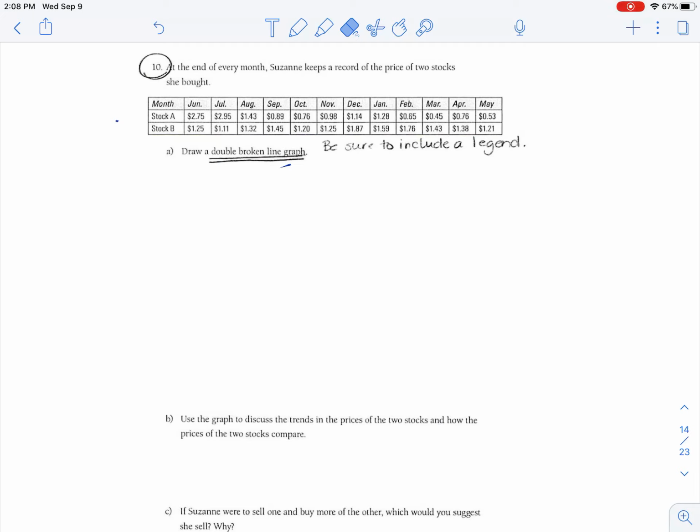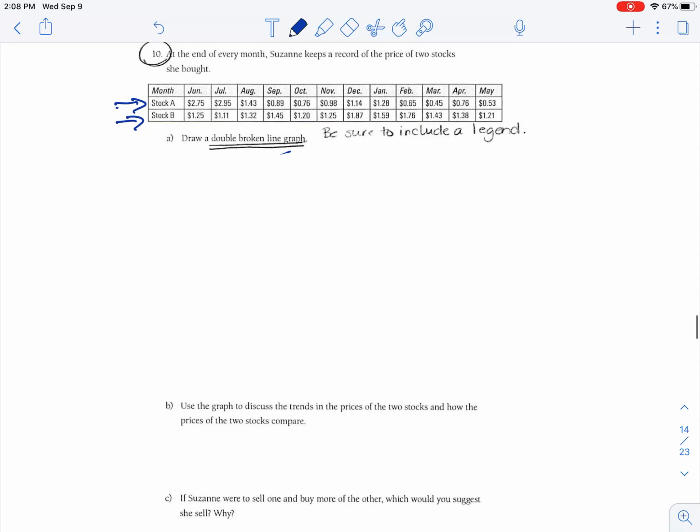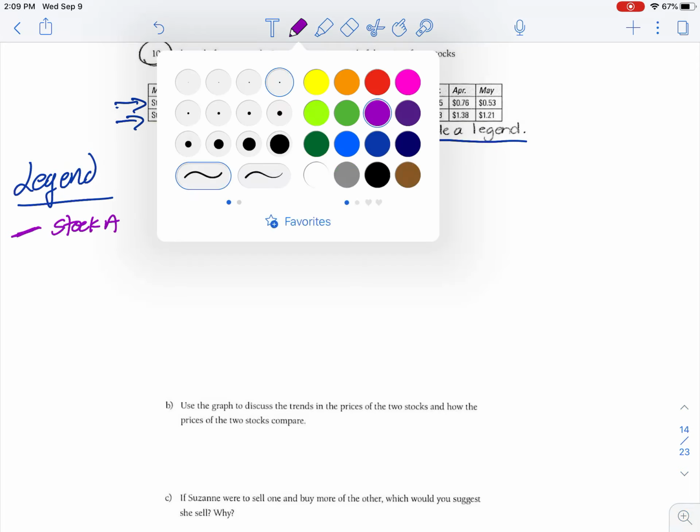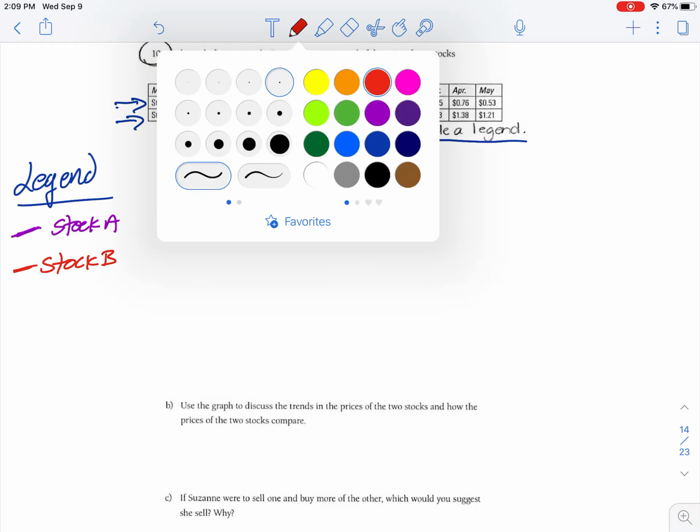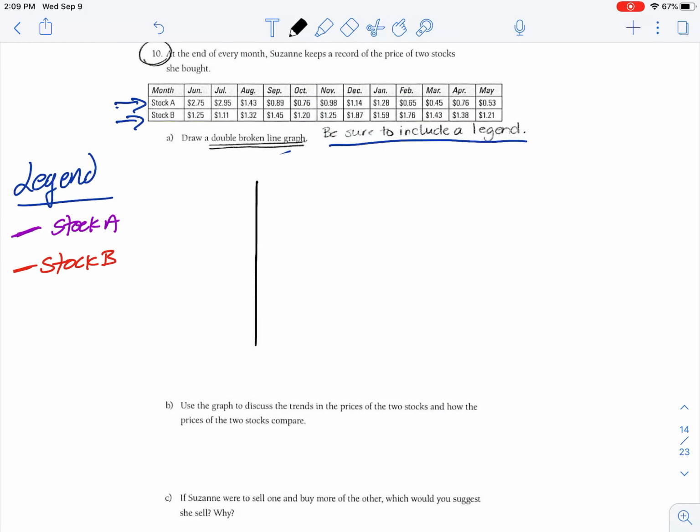Okay, so you have two things going on here. You have two sets of data, okay? And you can extrapolate. Now, anytime you have two sets of data, you need to include a legend. A legend tells you what is going on in the graph. So I'm gonna say that my purple line is my stock A, and my red line is stock B. Okay, and then again, I can draw my graph. This is June, July, August, so on and so forth.